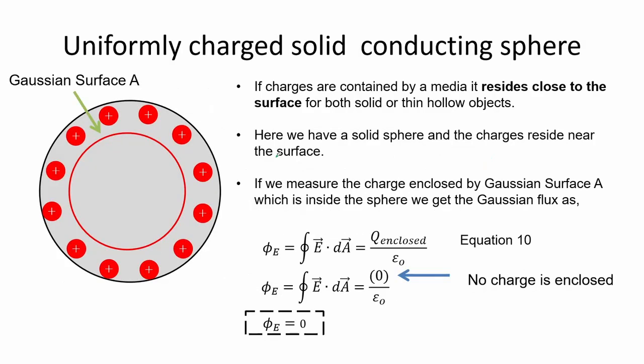For a uniformly charged solid conducting sphere, if charges are contained by a medium, they reside close to the surface for both solid or thin hollow objects, as shown in the figure. If we measure the charge enclosed by Gaussian surface A, which is inside the sphere, we get the Gaussian flux is 0, since there is no charge enclosed. This is because the charges lie near the surface. So the Gaussian flux is 0.